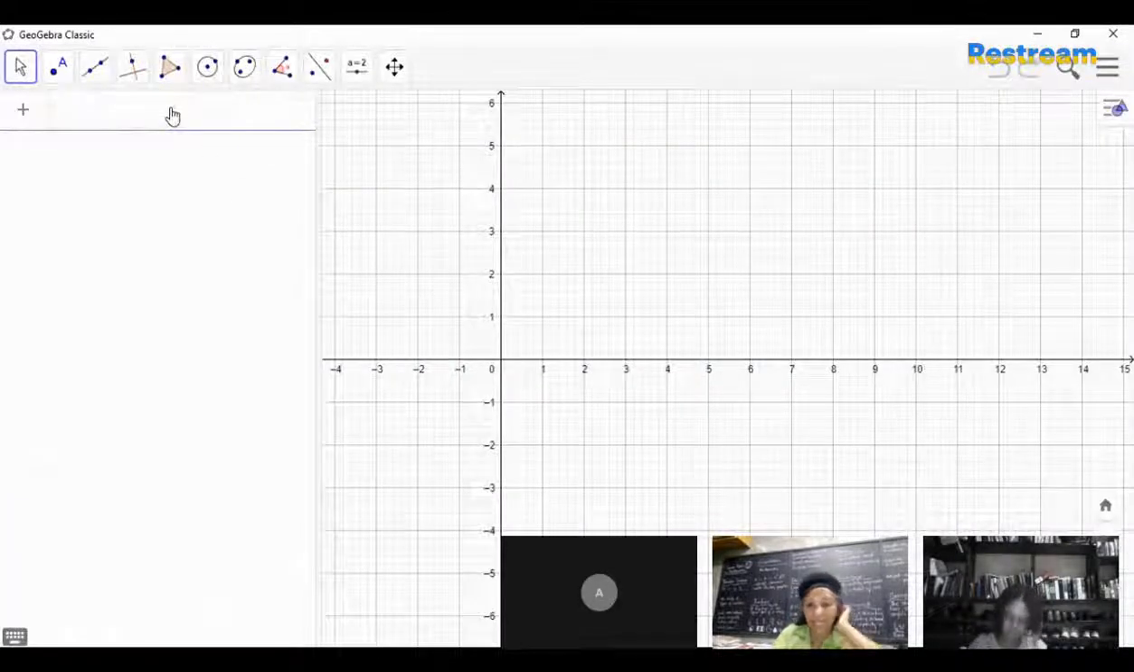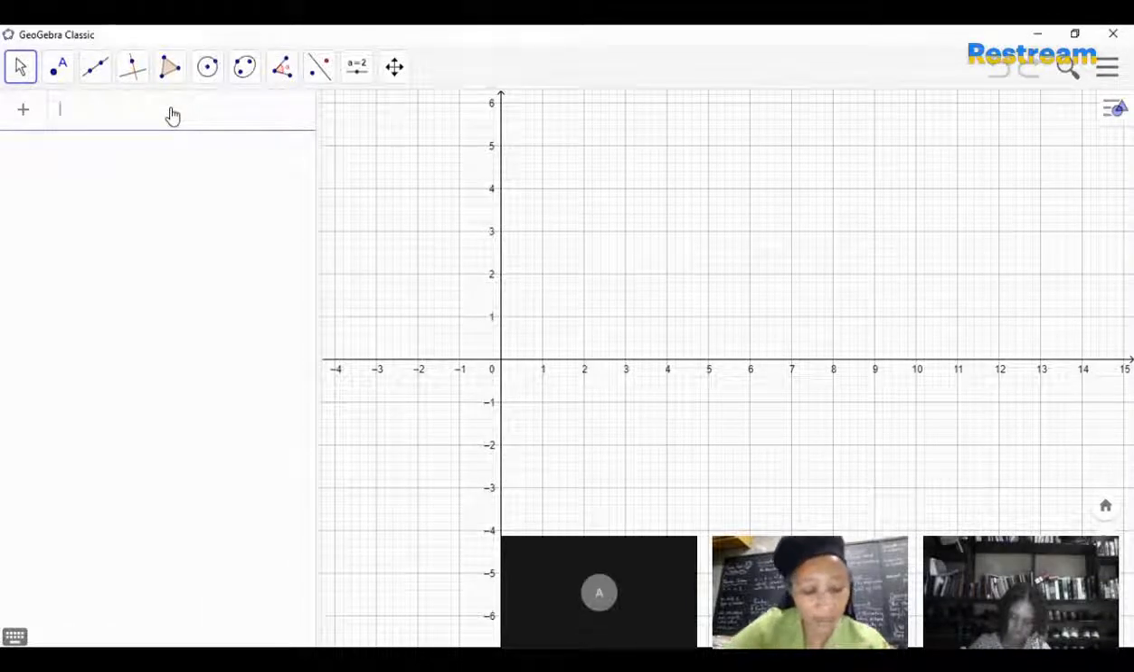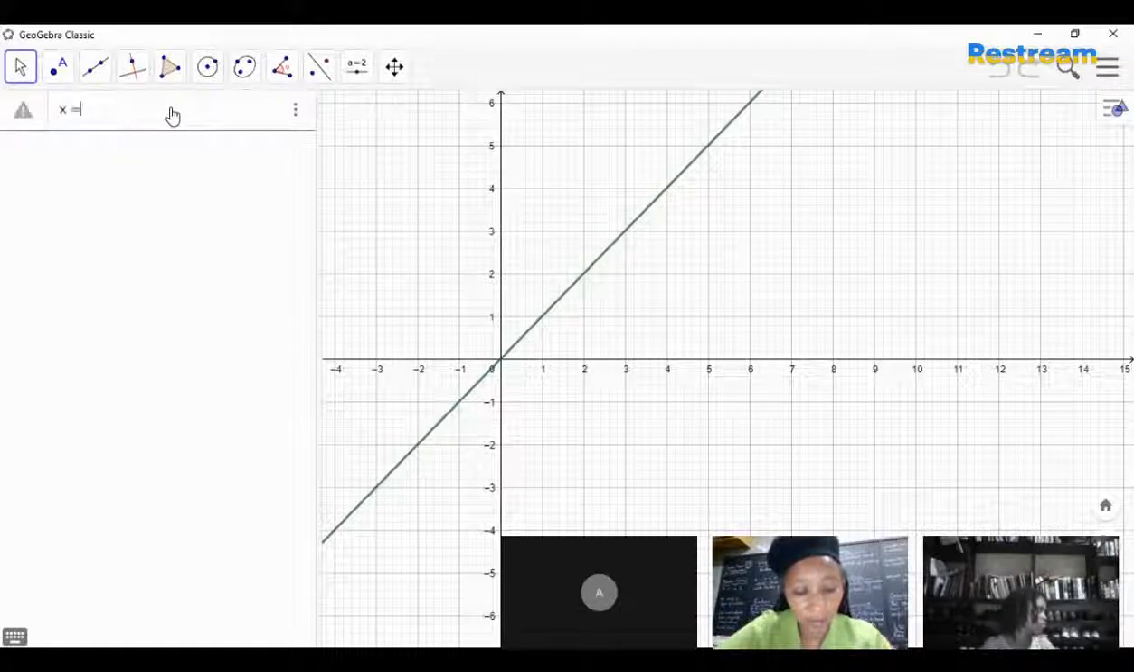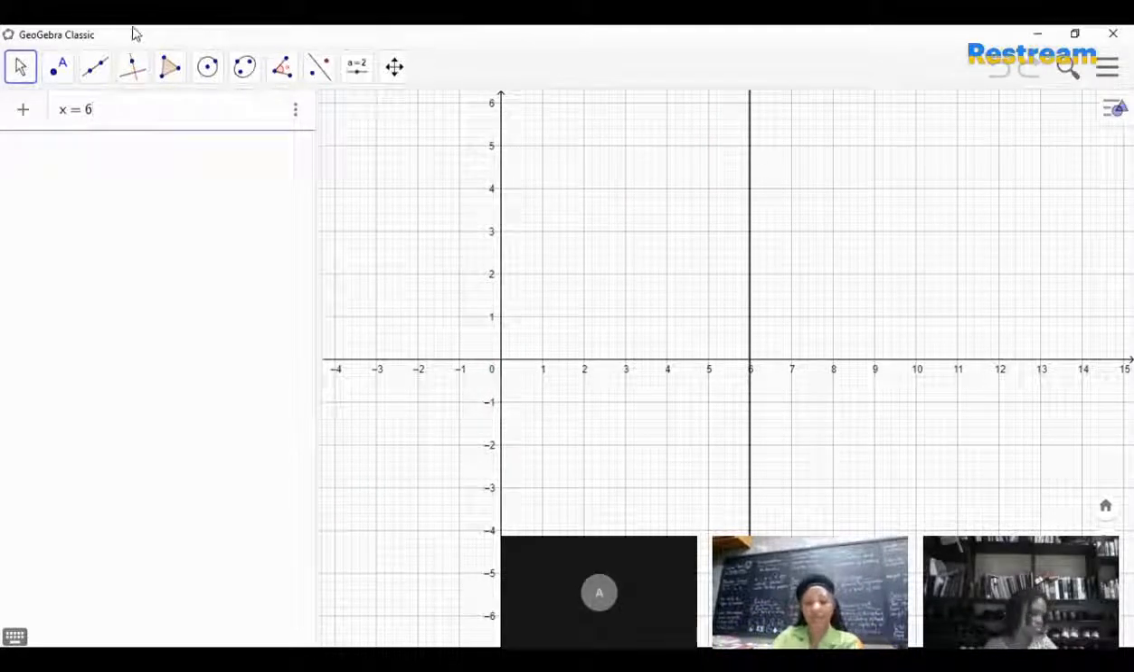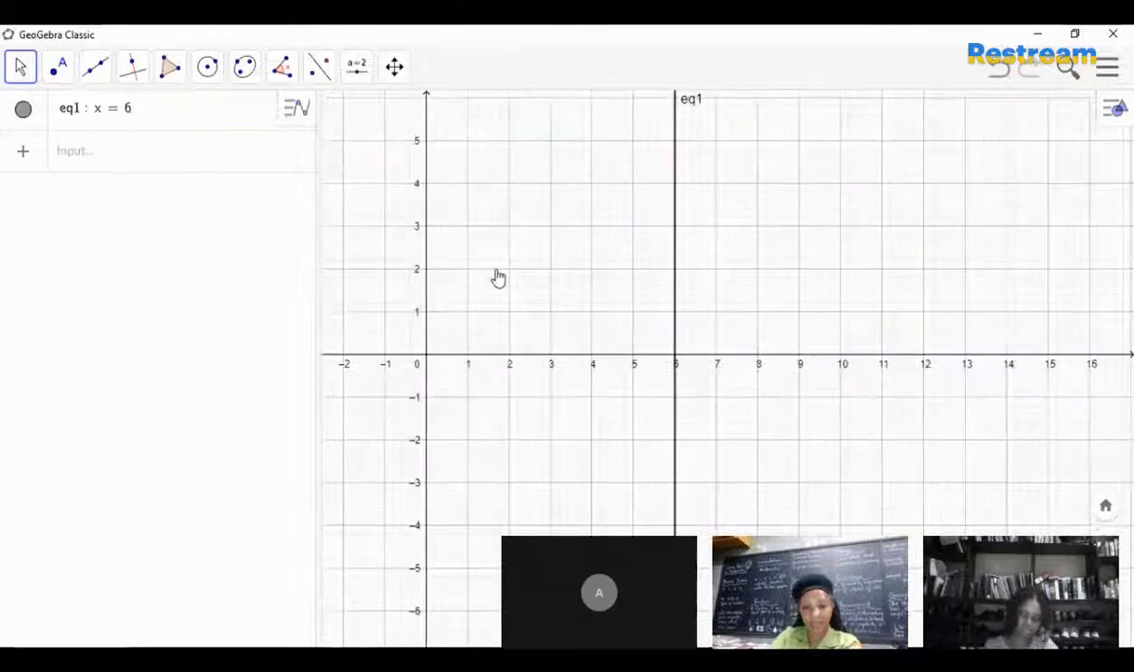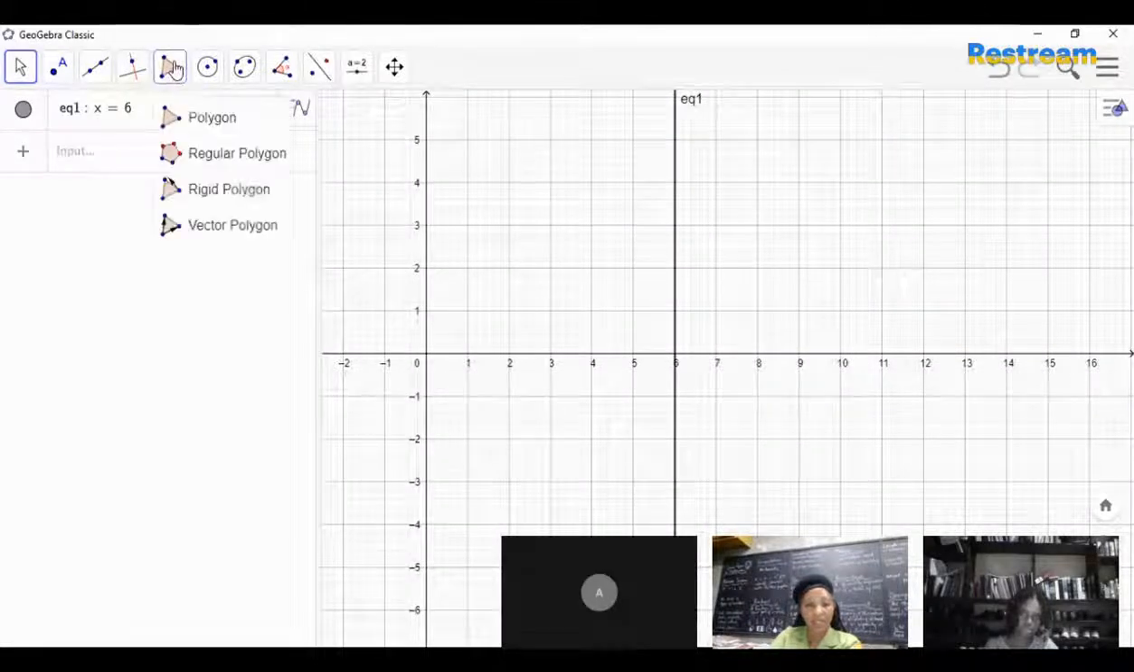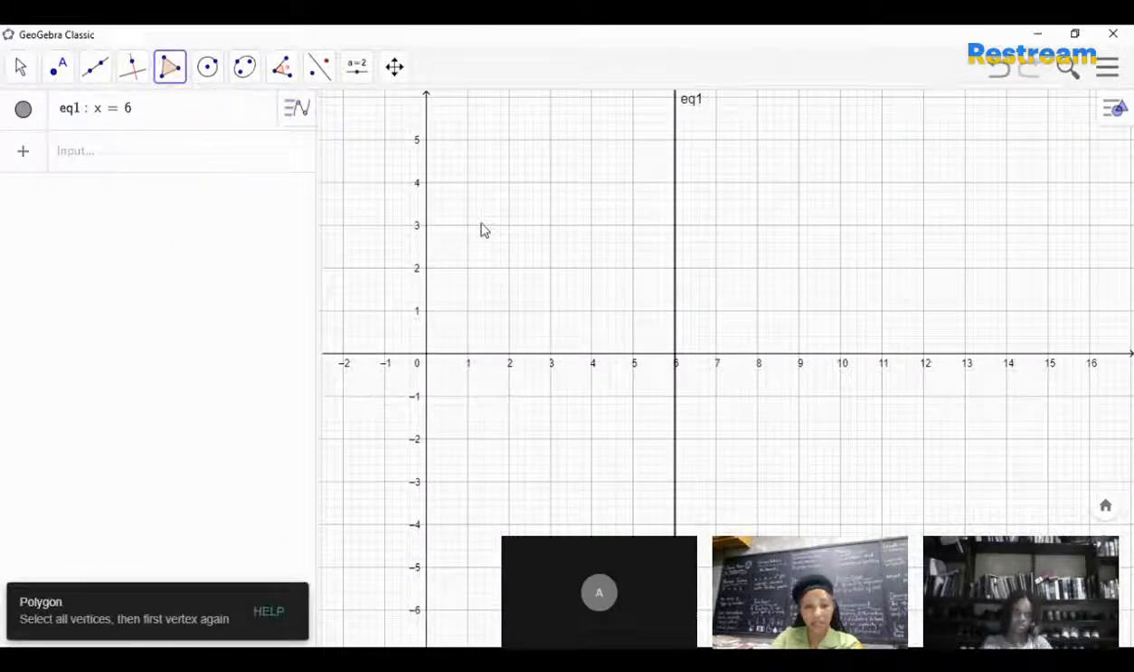So let's say x equals 6. So the line x equals 6, which is a straight line through the x-axis, right? Yes. All right.